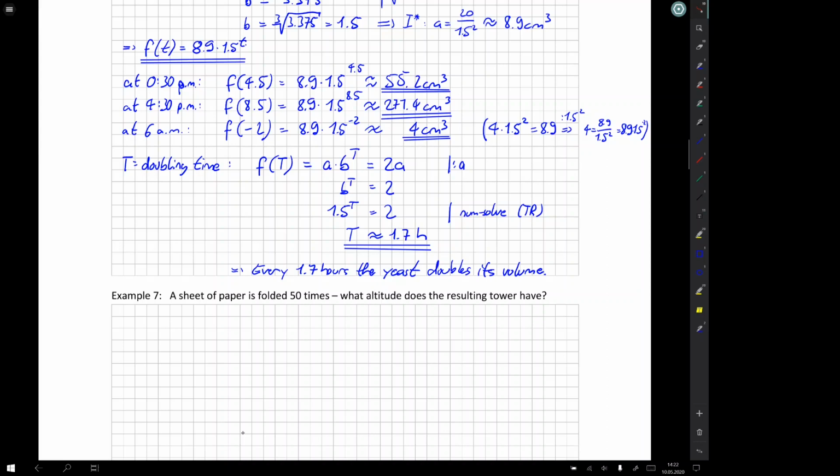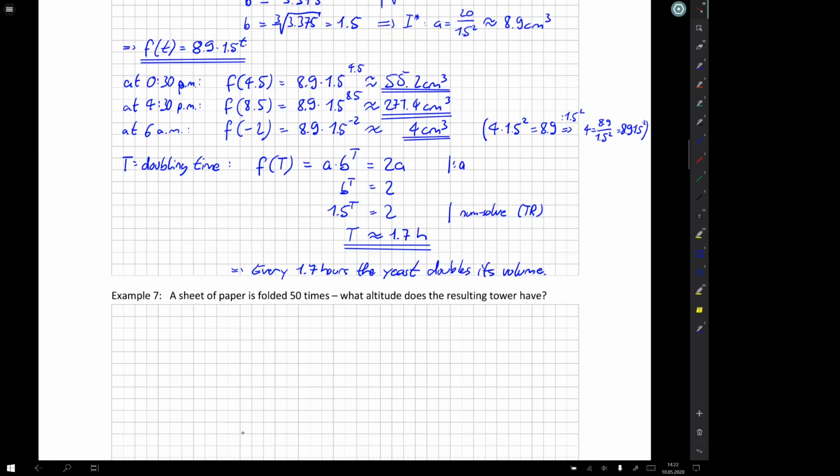Now let us look at example 7, where we have a sheet of paper and we fold it 50 times. We fold it once, then we take the folded paper and fold it again, and so on. Obviously, after a few foldings it will become very hard to continue, so this idea of folding it 50 times is very theoretical. We could improve it a little by cutting the paper when folded instead of just folding it, but even then it would become very difficult. Nevertheless, let's assume we could do it. How high would the resulting tower be?